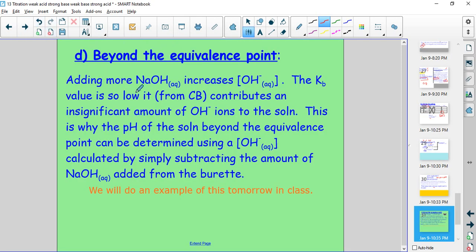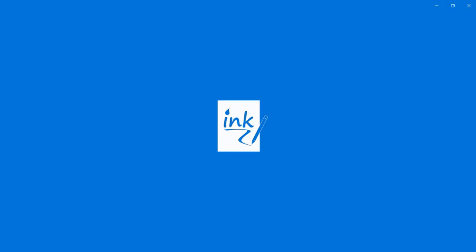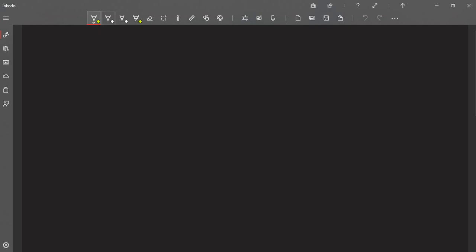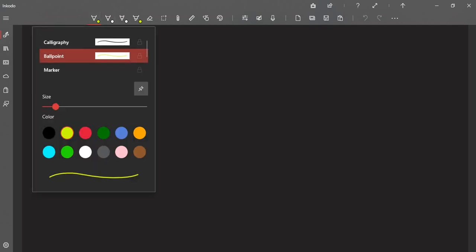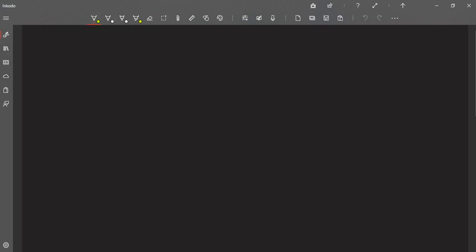Okay, now beyond equivalence. Now I think I just made up a number here. So with 3 mL of base going over our equivalence, we're going to calculate pH. Okay, so this is how we do it. I'm going to switch screens here. I'm going to open up my ink pad.